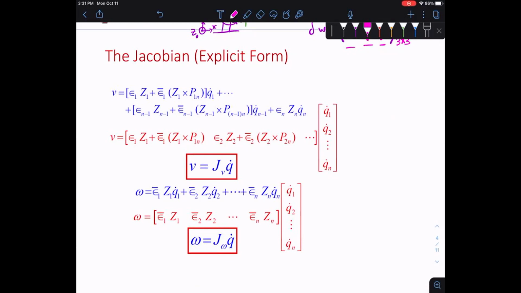So V is JV times Q dot. Q dot is just the velocity of each joint. We find JV from here. And omega is super easy. We just did it. Epsilon naught Z1 Q dot 1. So we just have to find the Z axis of each joint, and we have J omega. Right? So now, question for you.